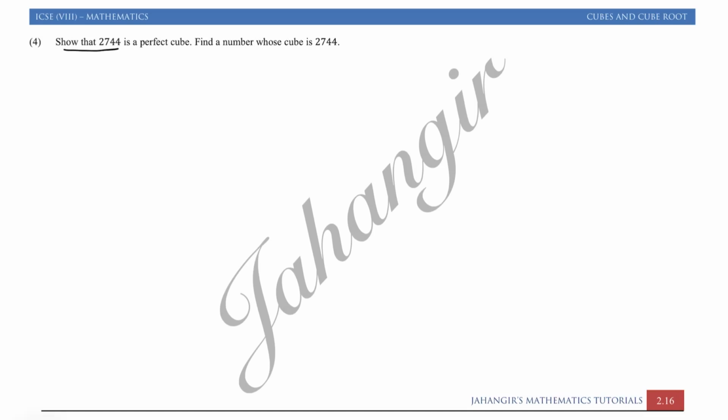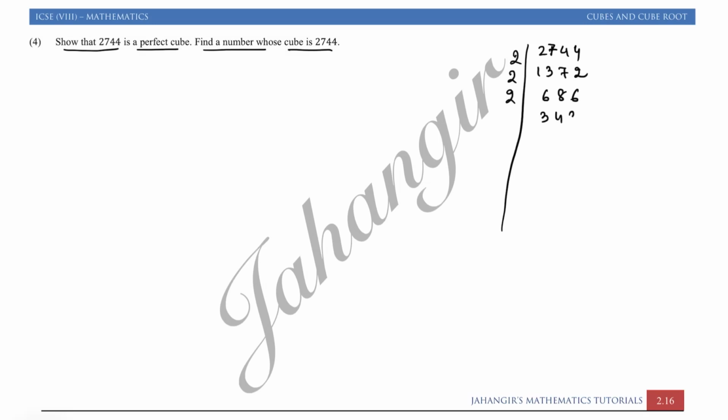Question number 4. Show that 2744 is a perfect cube. Find a number whose cube is 2744. So first we have to find the prime factors of 2744. 2 ones are 2, 2 threes are 6, 2 sevens are 14... Now again 2 sixes are 12, 2 eights are 16... That is the cube of 7. 49, 7 sevens are 49, 7 ones are 7.